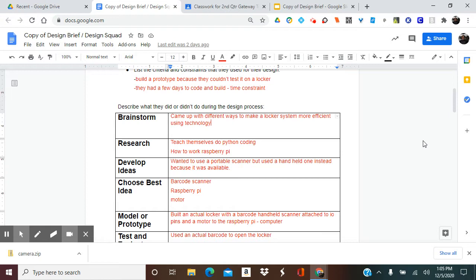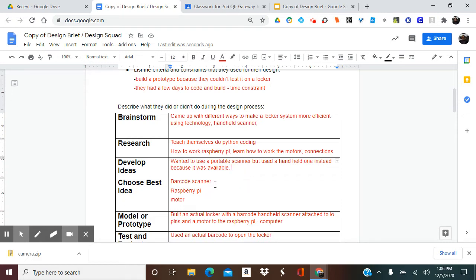When they brainstormed, we're going to say that they came up with different ways to make a locker system more efficient using technology. They wanted to use a handheld scanner. They ended up using a regular one. They did some research. They had to teach themselves how to do the Python coding. They had to learn how to do the Raspberry Pi. They had to learn how to work the motors and to connect and the connections. Okay, so they had to do quite a bit of research on that. And then they wanted to use a portable scanner, but the handheld one was available, so they used that instead.